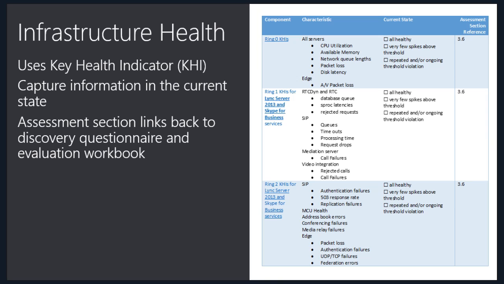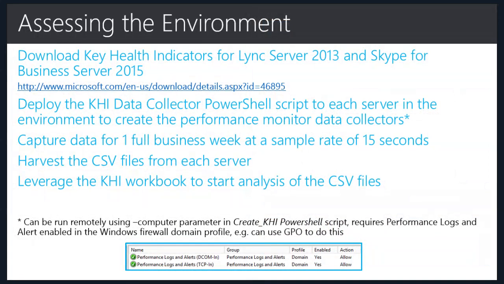So what do you need to do to capture all the key health indicators? First, we need to download some toolset, which can be found on the download page. It is the key health indicators for Lync Server and Skype for Business Server, which consists of the Excel workbook to help with the data analysis, as well as a PowerShell script that will help you to set up all of the performance counters.